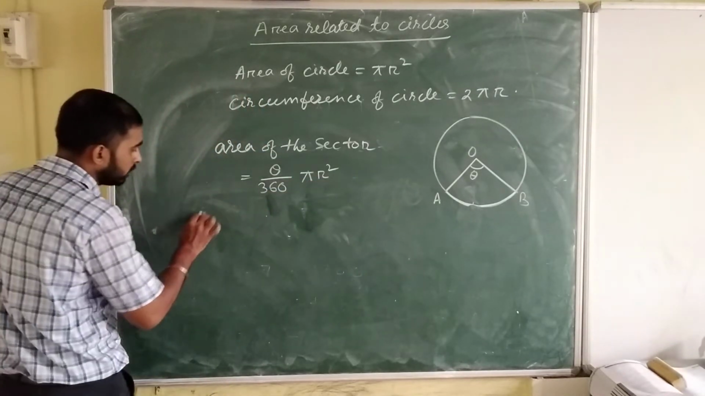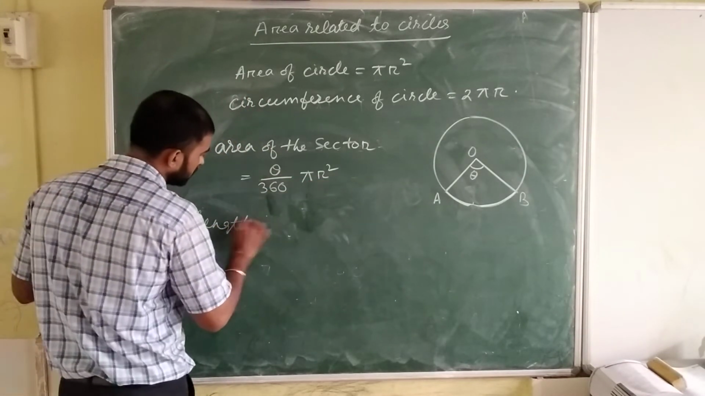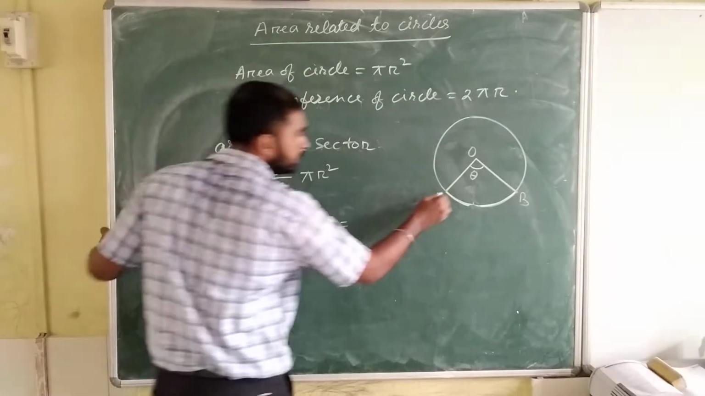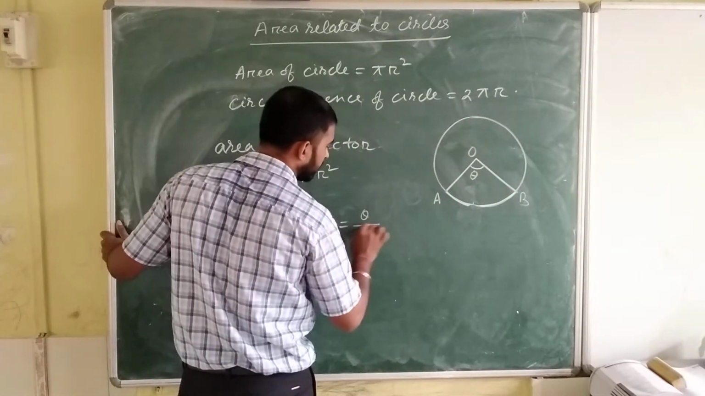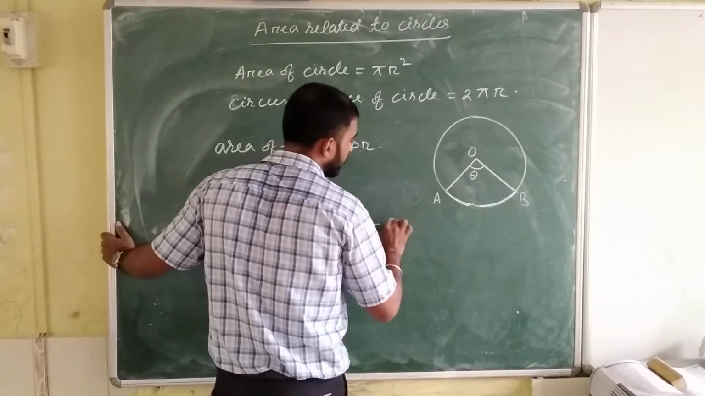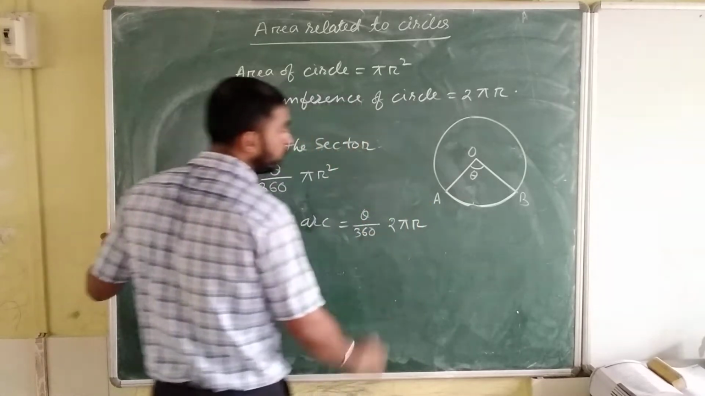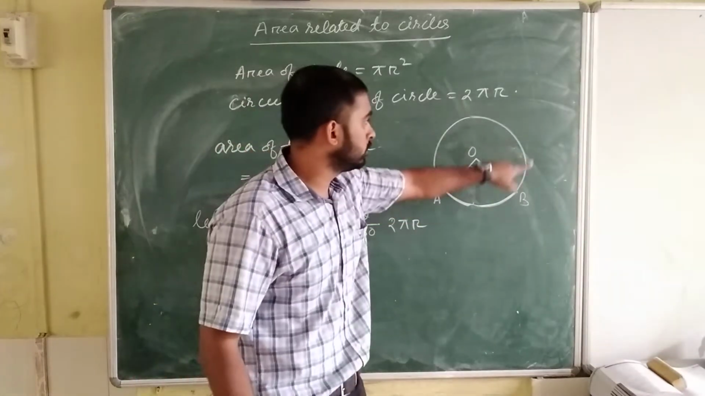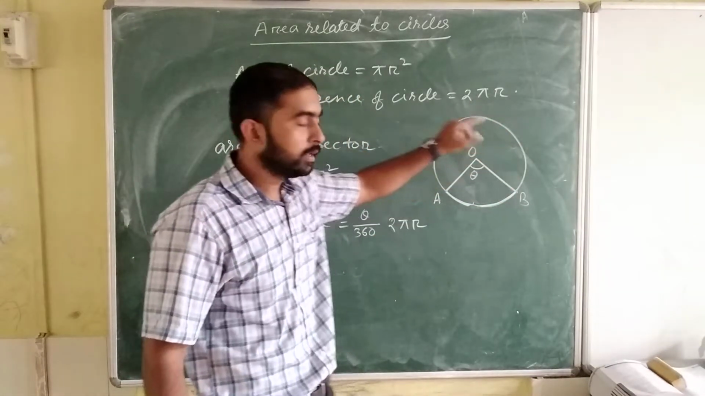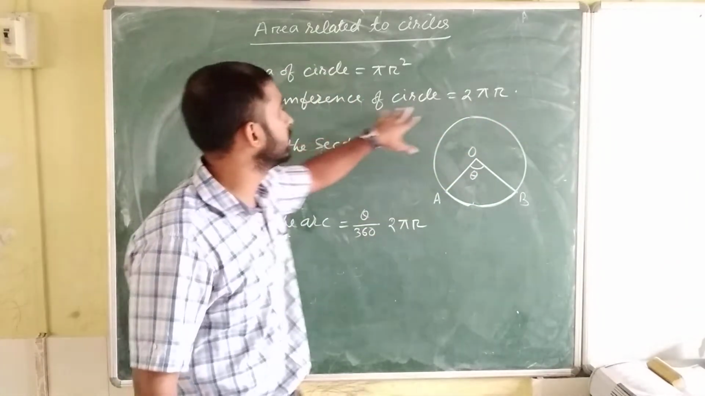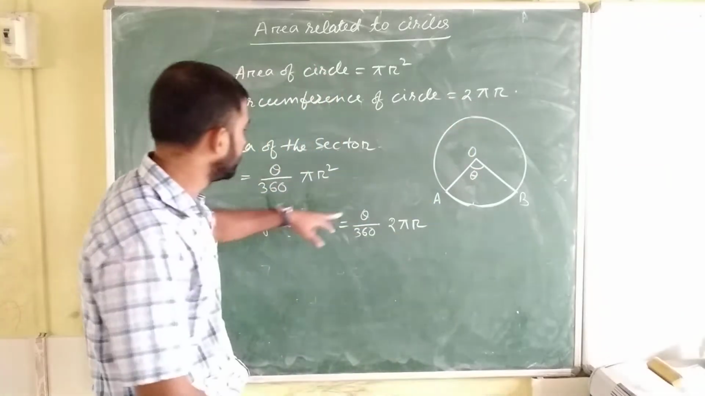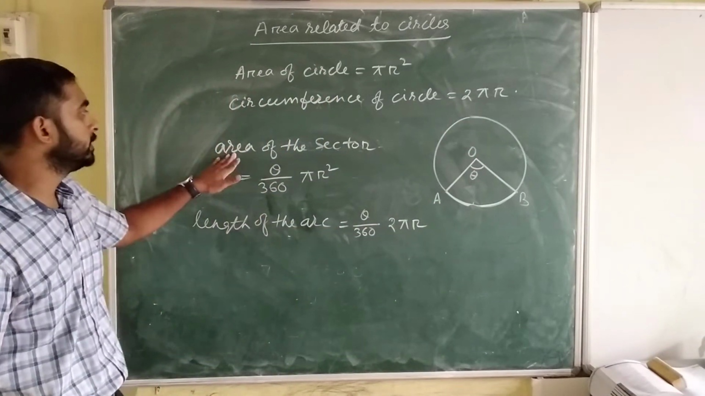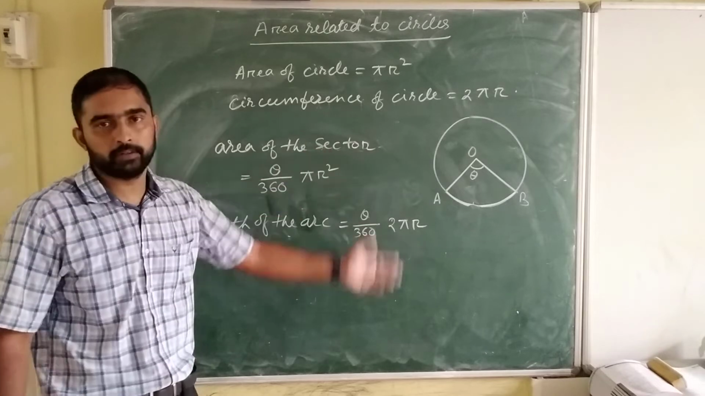Then what is the length of the arc? Length of the arc is theta by 360 into 2 pi r. Why consider 2 pi r? Because this arc lies on the circumference of the circle, and we know that circumference of a circle is 2 pi r. That's why theta by 360 into 2 pi r is the length of the arc, and this is the area of the minor sector.